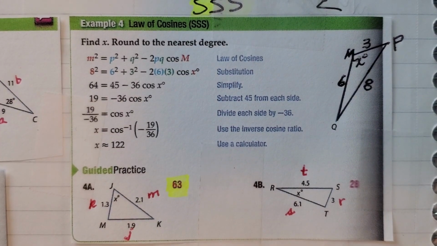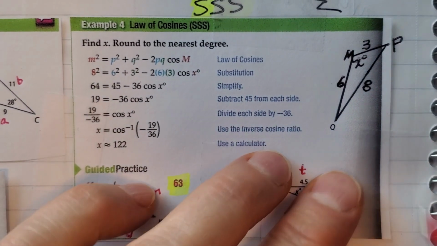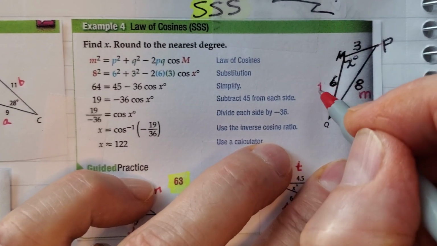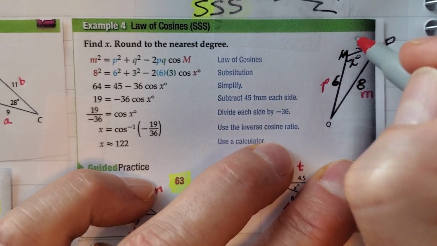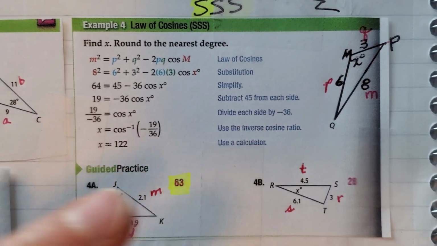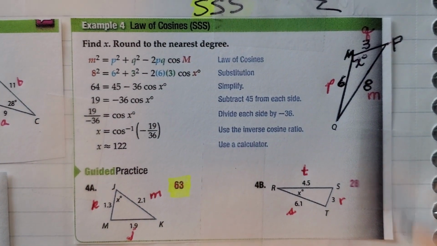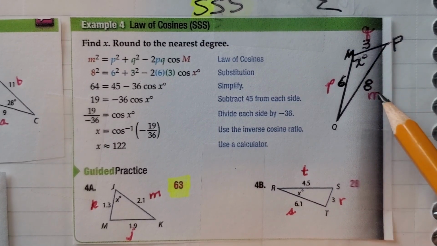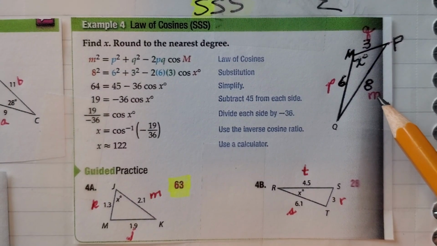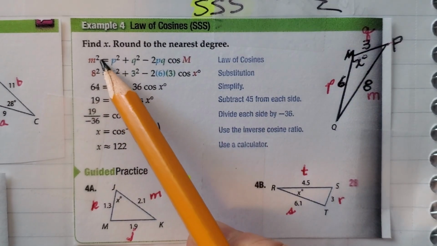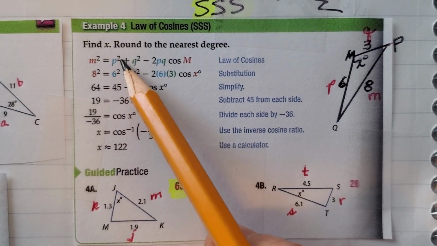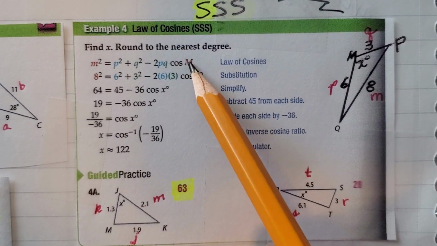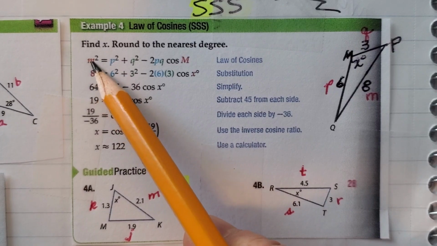So angle M, across from M would be little m. P across from big P is little p, and across from Q is little q. So you have to label that first thing you do. Now, what are you trying to find? You're trying to find x. X is m. M is across from the little m, so you're going to start out with little m. And you're going to write little m squared equals the other 2, p squared plus q squared, minus the other 2 times p times q, times the cosine of big M, because big M goes with little m.